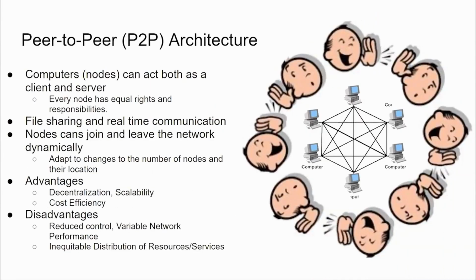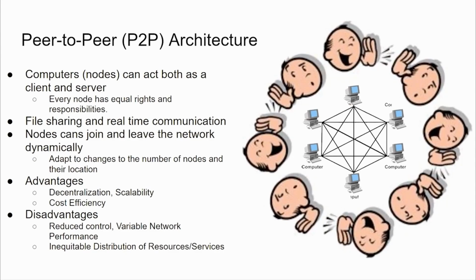Next up, let's go over peer-to-peer architecture. One of the key advantages of peer-to-peer architecture is its decentralized nature, which allows for scalability and cost efficiency. Each node has equal rights and responsibilities, and nodes can join and leave the network dynamically. The network is also able to adapt to changes in the number of nodes and their location, making it a highly dynamic and versatile system.